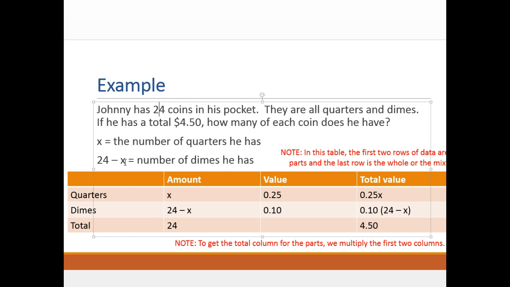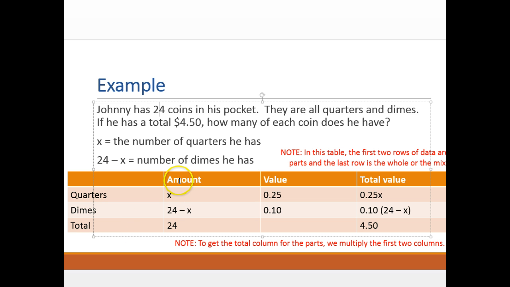Now this is what's considered a classic mixture problem. I'm mixing two things together and getting a whole. When I see a mixture problem, I typically want to set up a table to help me solve it. When I do my mixture problems, my first two rows are the parts, and the last row is the whole. So my first row is quarters, second row is dimes, third row is my total.